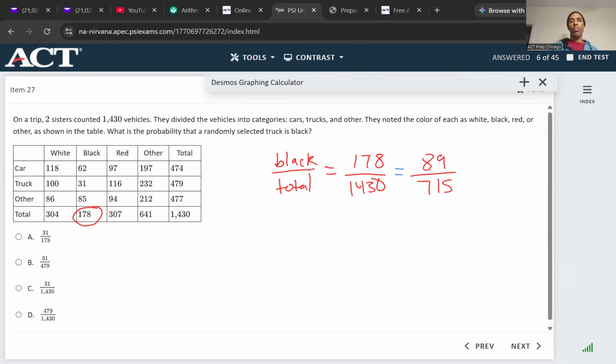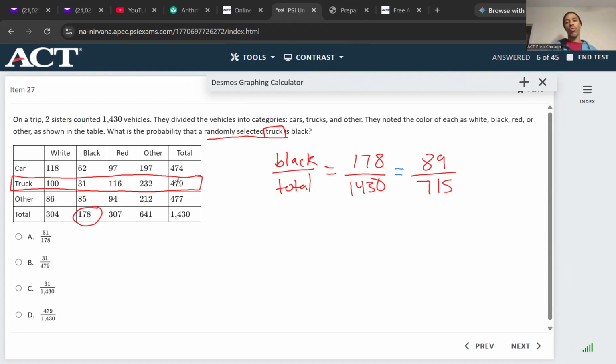Let's say, what is the probability that a randomly selected truck is black? So this is called conditional probability, right? So we're only picking among the trucks, not all the vehicles. I did the probability of a black vehicle out of all the vehicles. This says the probability that they randomly select a truck, which means they reduced the total sample space from 1430 all vehicles to 479 trucks only.